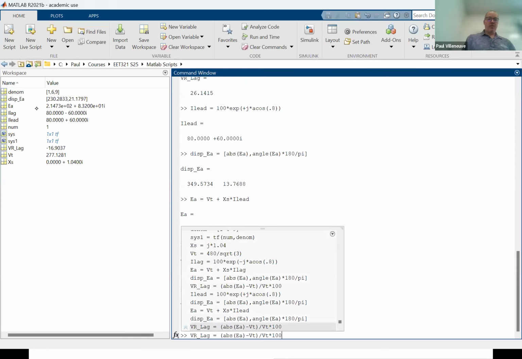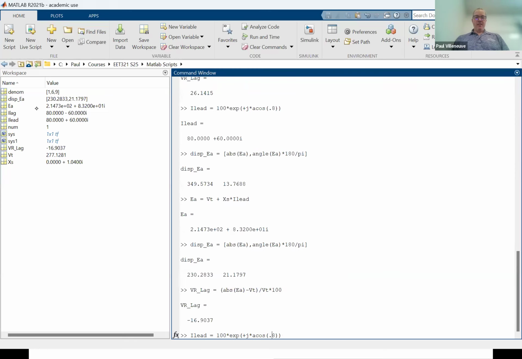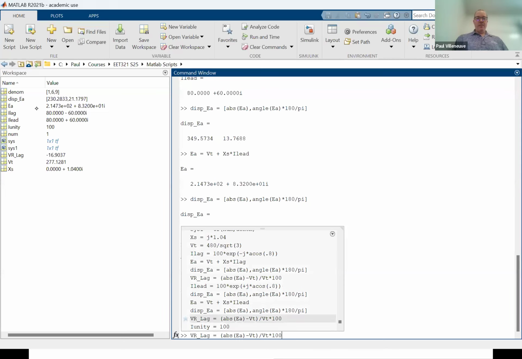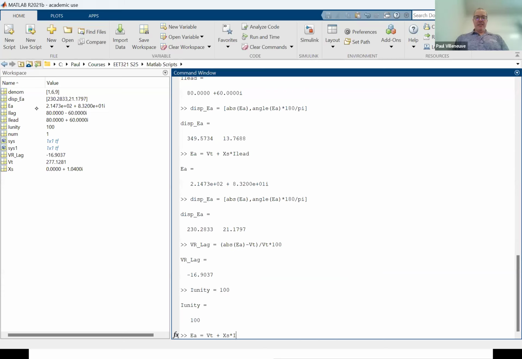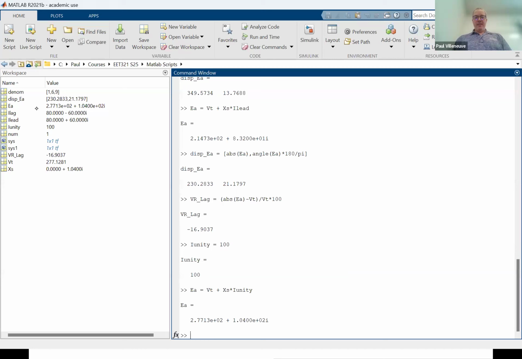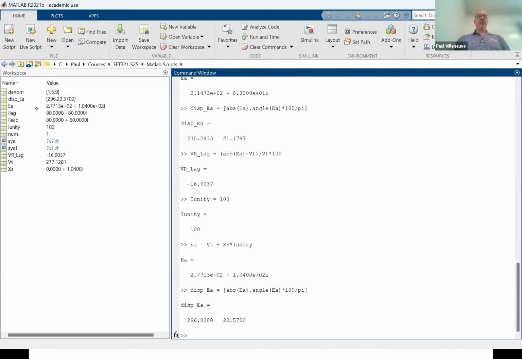And then the last case is unity. I'll just do this unity. And all I need to do here is get rid of this, right? Because 100 at an angle of 0 is just 100. So I'll do my calculation again. EA times unity. I'm going to display that. And the voltage now has gone up to 296.